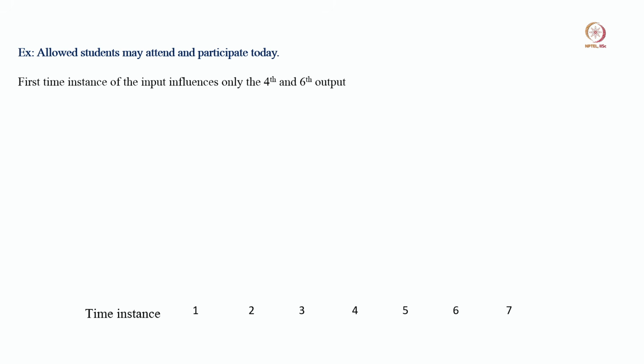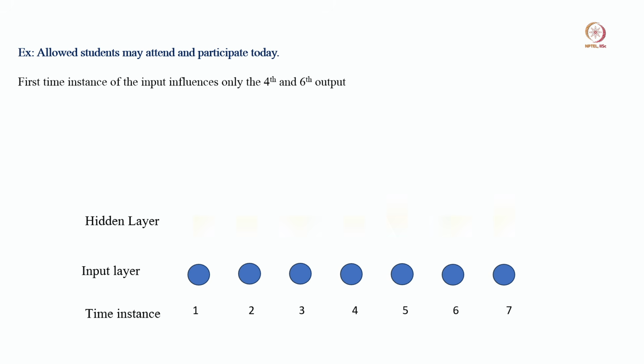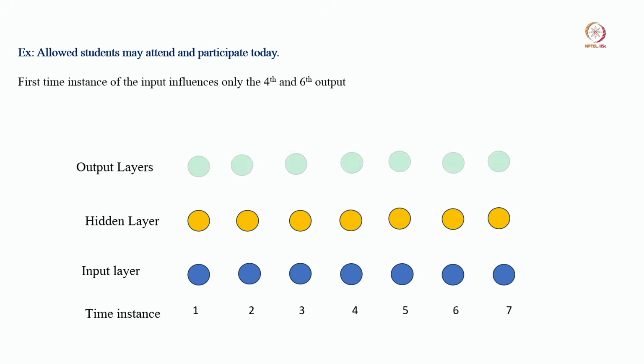These 7 I have taken because allowed students may attend and participate today. There are 7 words in that sentence. I have taken 7 time instances, where each and every time instance will take each and every word. Then we have the input layer neurons, then the hidden layers and the output layer.